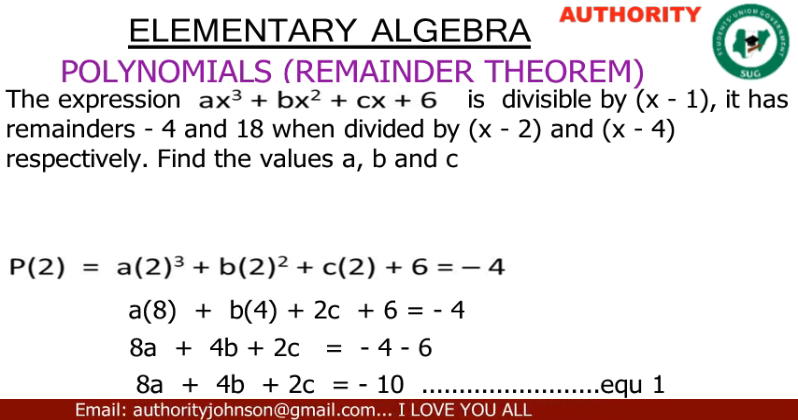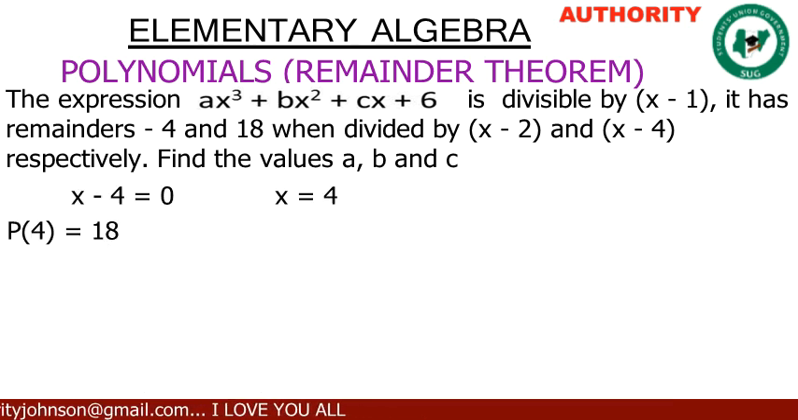Alright, good. Let's also pick another factor, x minus 4, and let's also equate this to 0. So we're going to have x minus 4 is equal to 0. x is equal to 4. You remember that when our expression is divided by this x minus 4, it leaves a remainder of 18. So we're going to equate it: p of 4 is equal to 18.